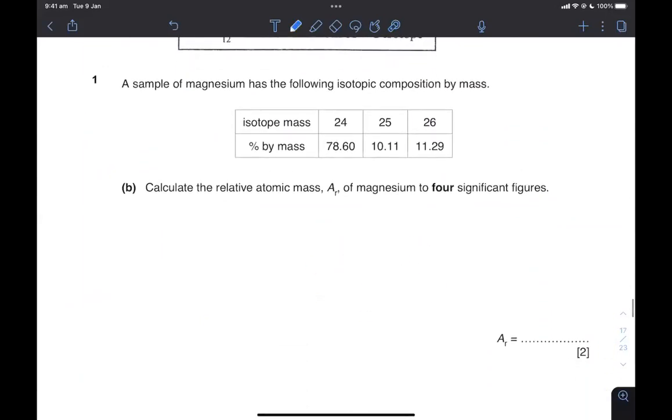This is the percentage, this is the mass number. Multiply them together, add them up. So Ar will be 24 multiplied by 78.60. I do bracket, multiply like that, and then 25 multiplied by 10.11, and then 26 multiplied by 11.29.